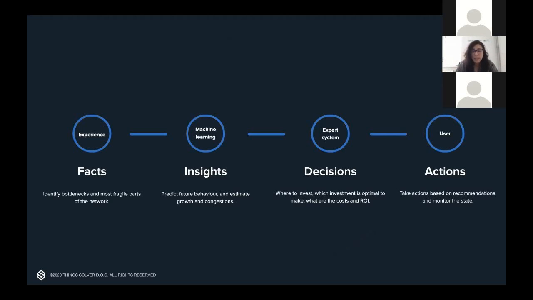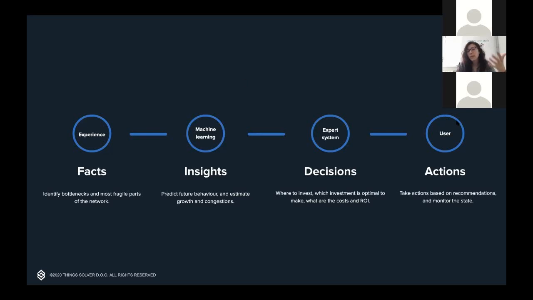And basically here you may see a short wrap up of the whole use case. So practically the main task was, based on the experience, to generate some facts, to identify bottlenecks and the most fragile parts of the network. The next step was to develop some machine learning algorithms that will provide insights, provide projections of future behavior and estimation of growth and congestion. After that, we have put it all together in the expert system to generate a decision of where to invest, which investment is optimal, and what are the costs and expected return of investment.